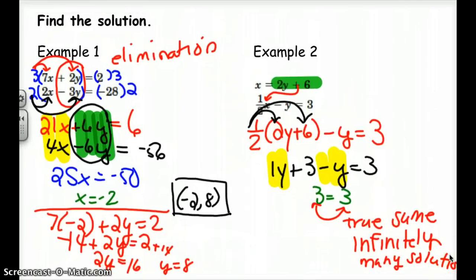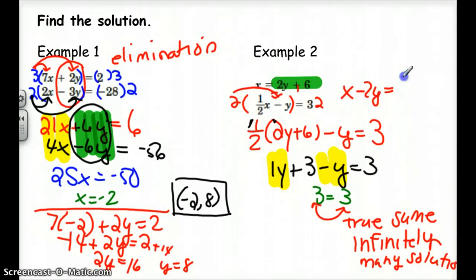Let me show you here, guys. I'm going to go back up here. Let me get my eraser. This equation, the second equation, if I times everything by 2, then I'm going to get 2 times a half is x, and I'm going to get minus 2y equals 6. Do you see, people, that those two are identical equations?